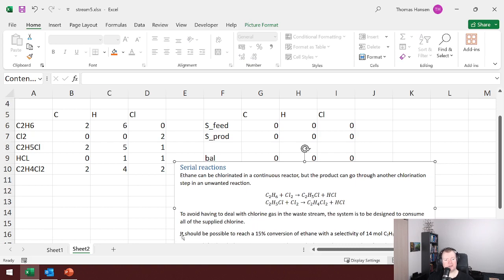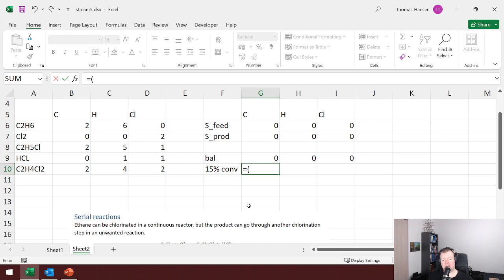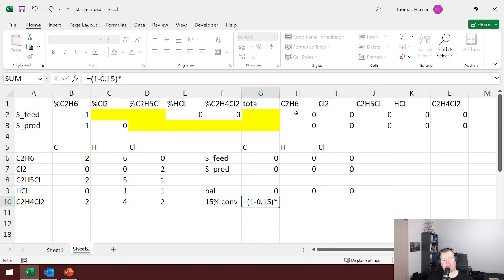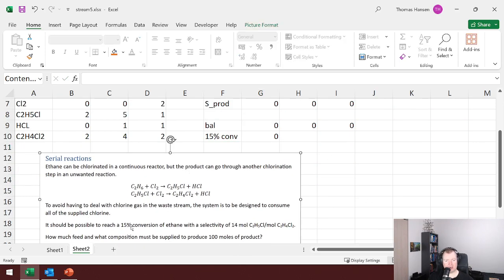We are told it should be possible to convert 15% of our ethane. So let's start with that one. 15% conversion. That means that 1 minus 0.15 won't be converted, multiplied by the amount of ethane I have here, minus the amount I end up with. That gives me one more equation.